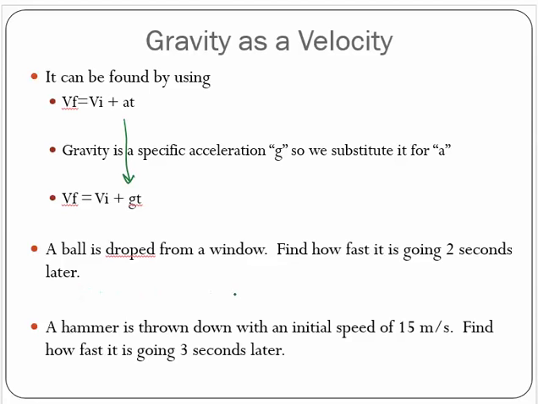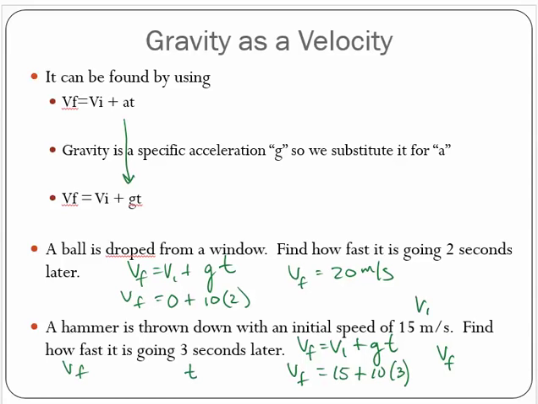A ball is dropped from a window. How fast is it going after 2 seconds? And what we find out is the initial velocity is 0, gravity is still 10, the time is 2 seconds, so 10 times 2 is 20. The new final velocity is 20 meters per second.